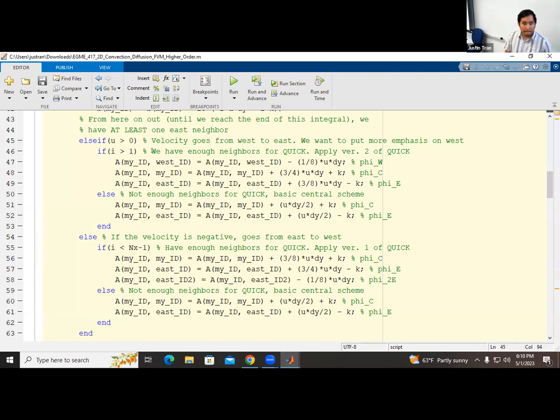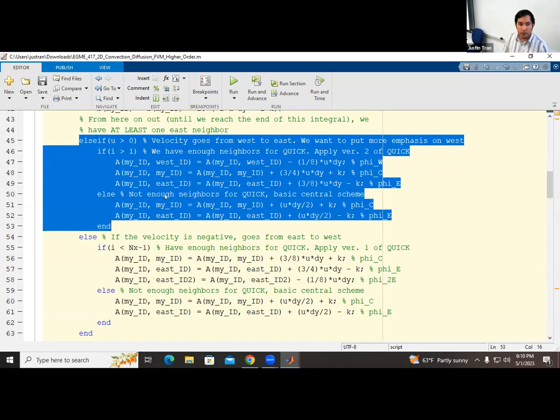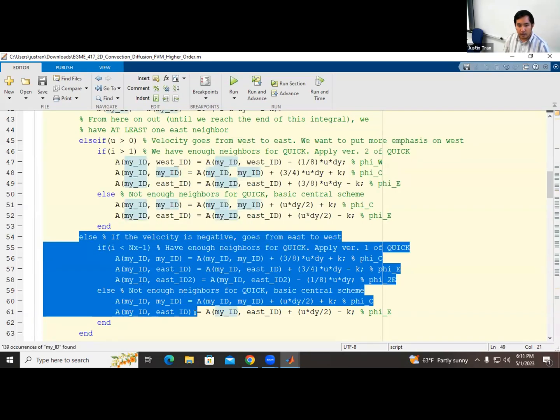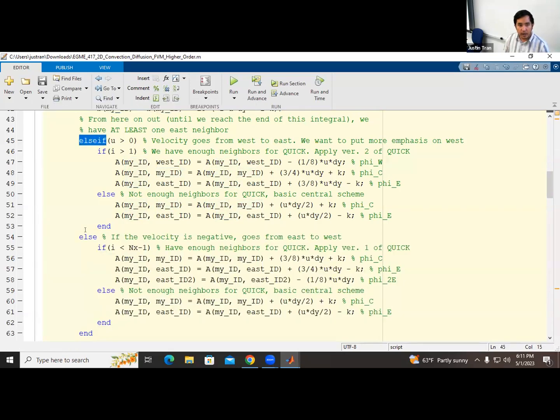So this if statement right here, together with this else statement right here, notice how these two have the same indentation in the code. These two give us our two QUICK conditions. If u is less than 0, then we don't go into this part of the code; we're strictly going into this part right here. So this else if u is greater than 0, and this else, is new. This is unique to the QUICK scheme. And if u is greater than 0, then we know our velocity is positive.